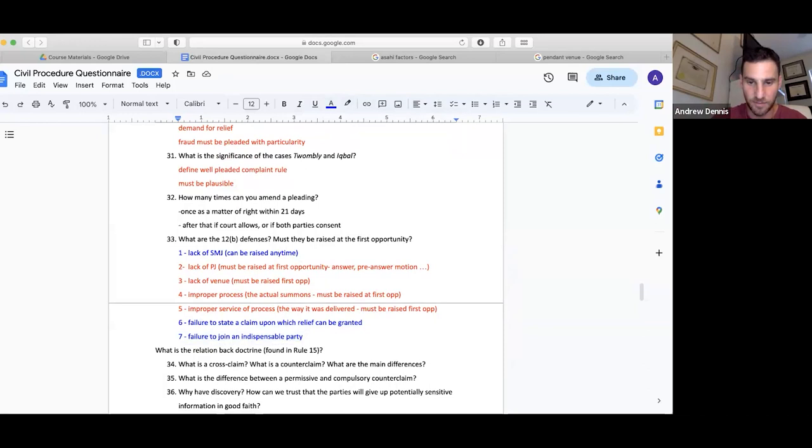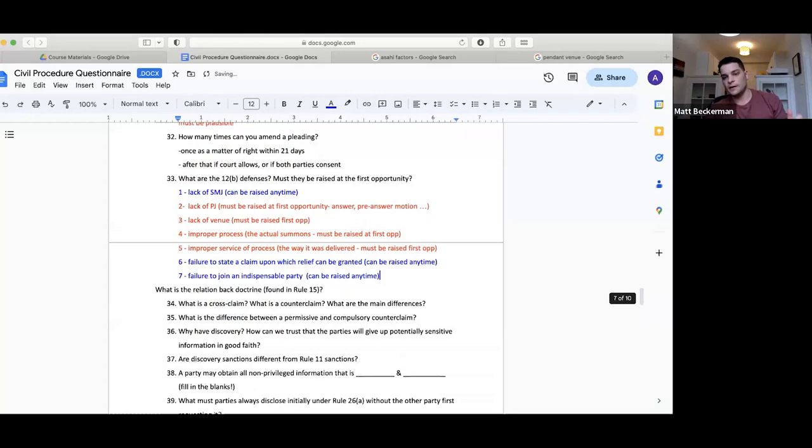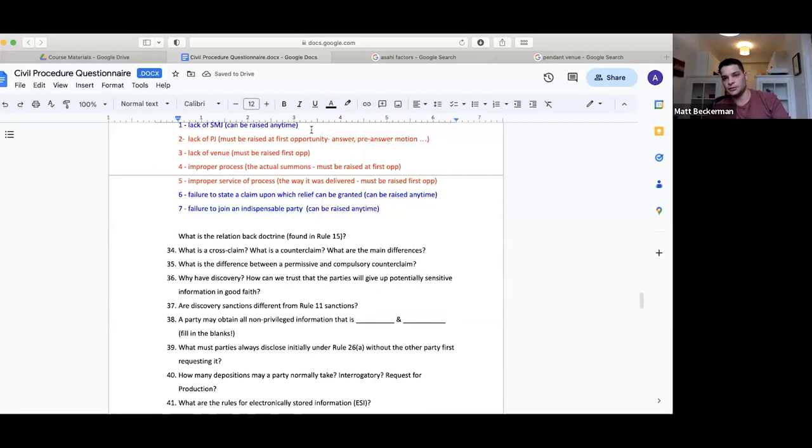So you can do a pre-answer motion moving to dismiss for lack of personal jurisdiction, then in your answer move to dismiss for lack of subject matter jurisdiction. But what you can't do is a pre-answer motion that moves to dismiss for subject matter jurisdiction, and then an answer that moves to dismiss for lack of personal jurisdiction.